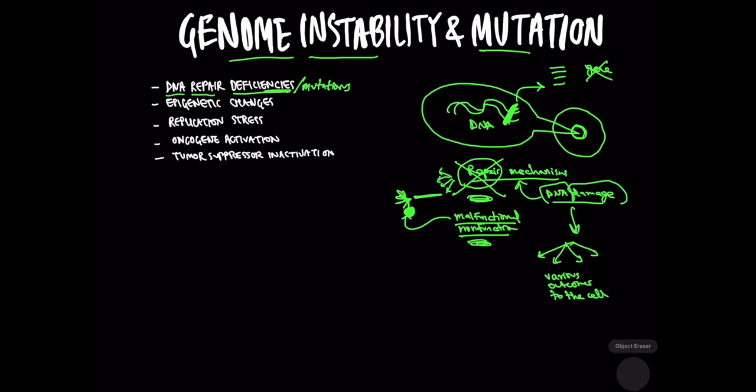Now let's look at the second point here, epigenetic changes. So just to go back to our first point, changes made to DNA, such as a mutation as indicated by the line here, are genetic changes. But sometimes we hear the term epigenetic changes.